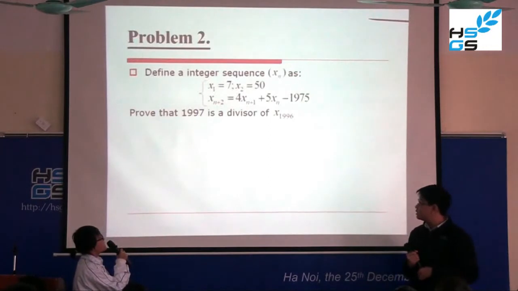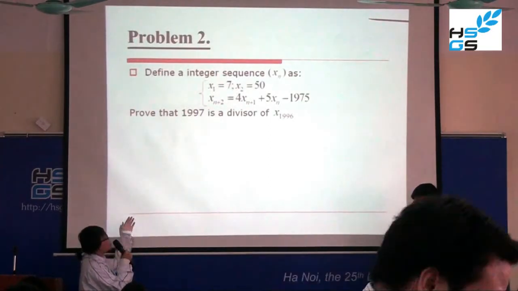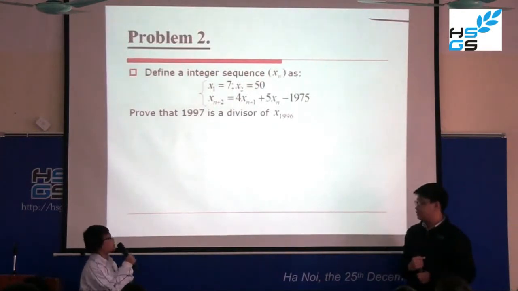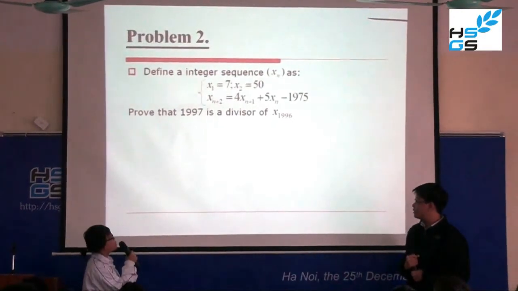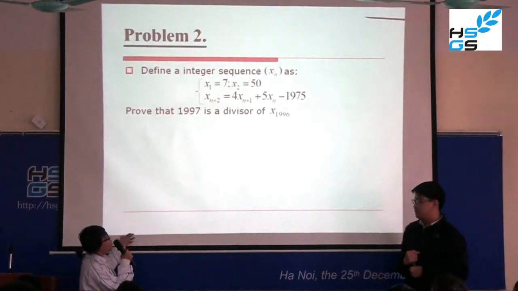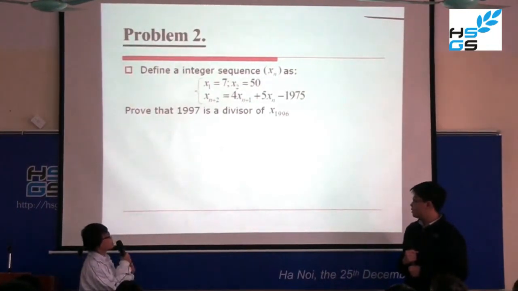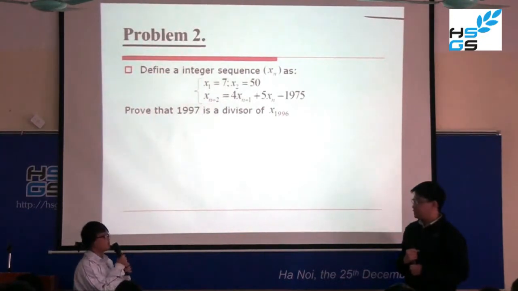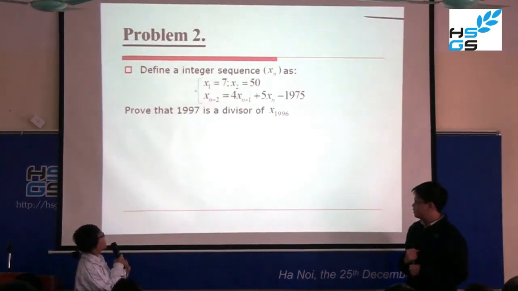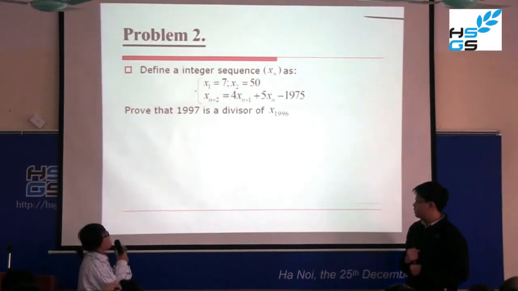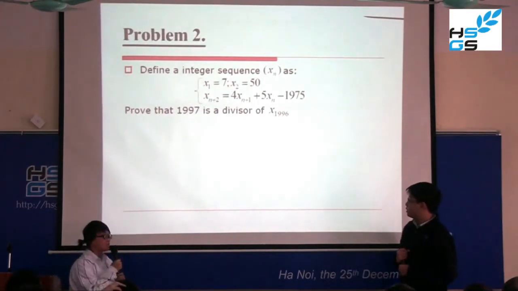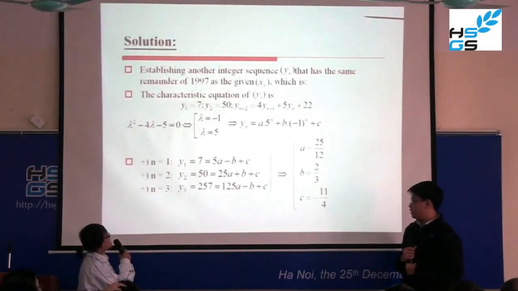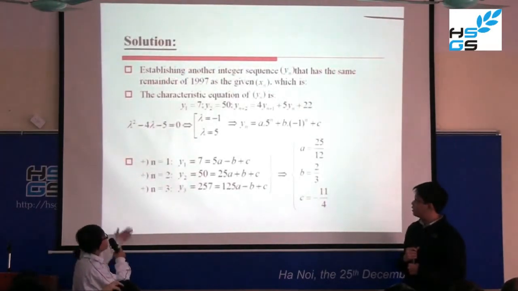The sequence xn is defined by x1 equal to 7, x2 equal to 50, and xn plus 2 equal to 4 times xn plus 1 plus 5 times xn minus 1975. The problem requires us to prove that 1997 is a divisor of x1996. Let's take a quick look at the solution for this problem.